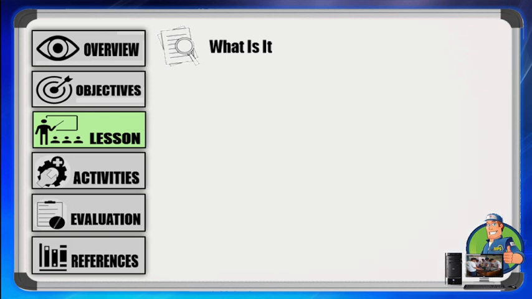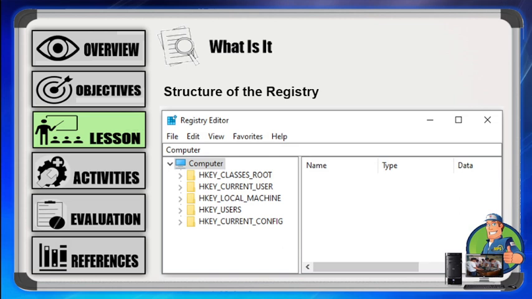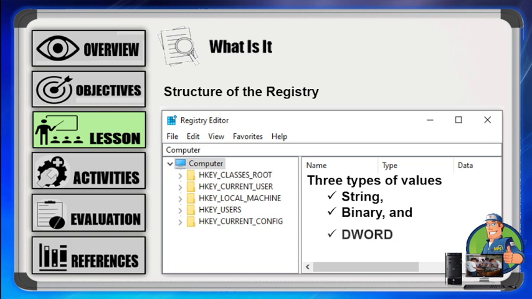The registry has a hierarchical structure, like the directories on your hard disk. Each branch, denoted by a folder icon in the registry editor, is called a key. Each key can contain other keys, as well as values. Each value contains the actual information stored in the registry. There are three types of values: string, binary, and DWORD. The use of these depends upon the context.